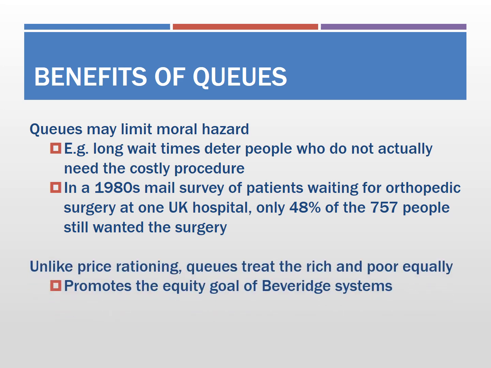Unlike price rationing, queues treat both the rich and poor equally. So it serves the purpose of the Beveridge system to promote equity in society.